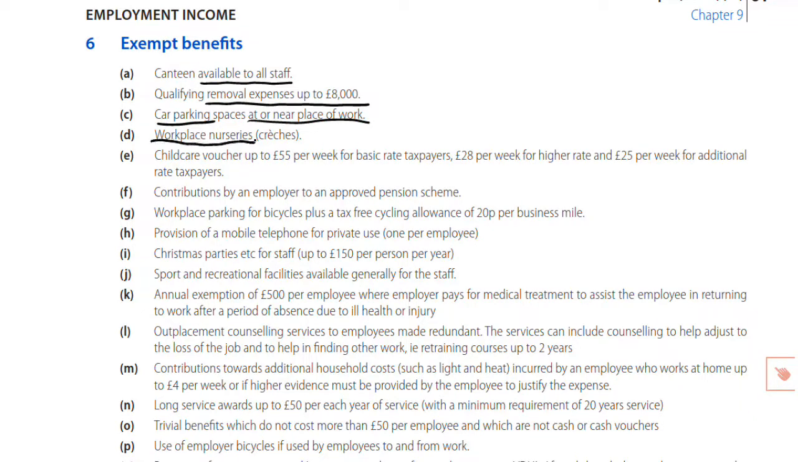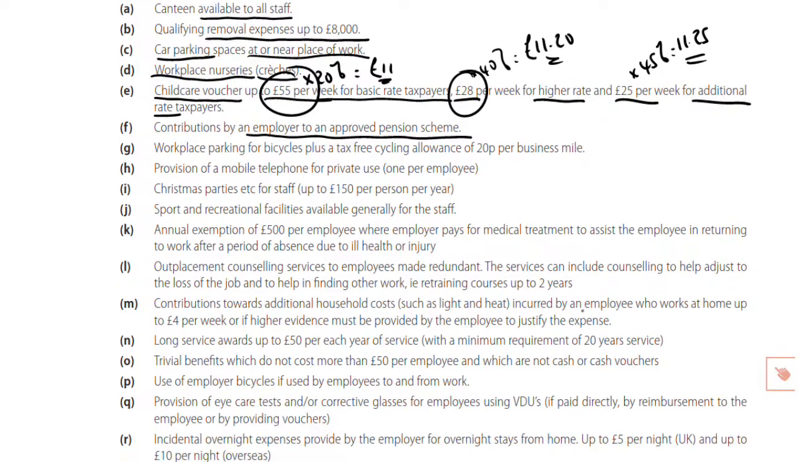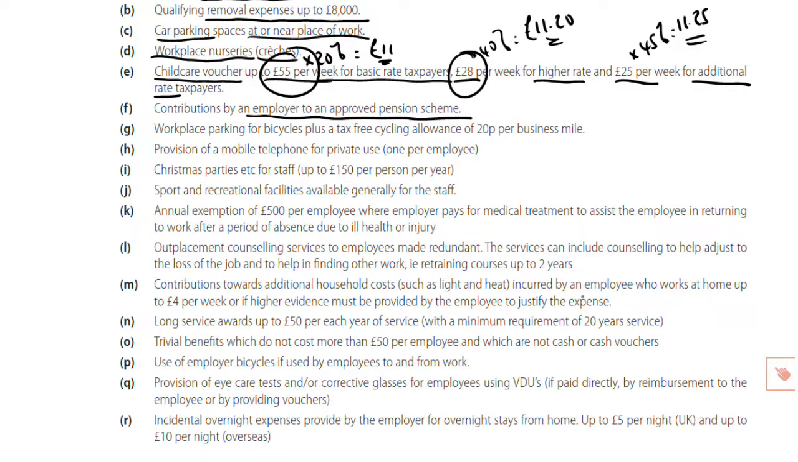Workplace nursery, or creche as we might know it. If the employer operates such a scheme there, they pay for all of the resources. That is an exempt benefit. Contributions by an employer to an approved pension scheme. Now, we started our discussion of that earlier in this chapter. If we've got contributions into an approved pension scheme, in fact, whether that is to occupational or the personal pension scheme, that is going to be, again, an exempt benefit when paid for by the employer.